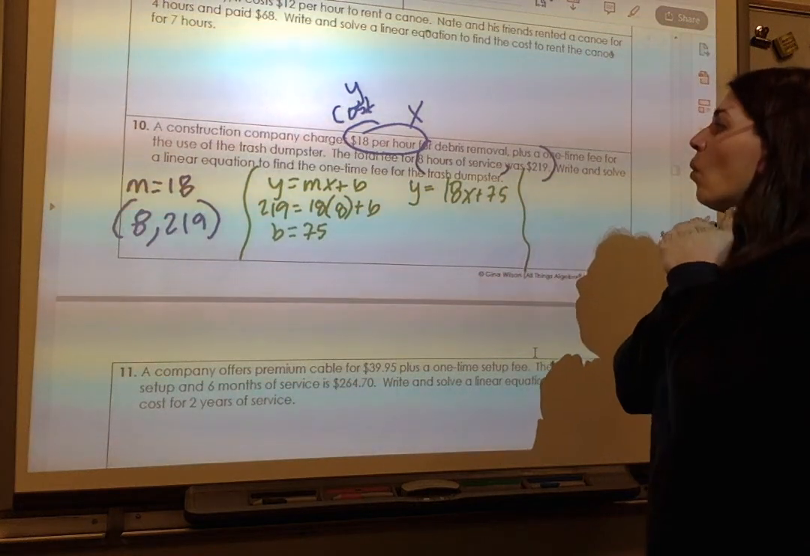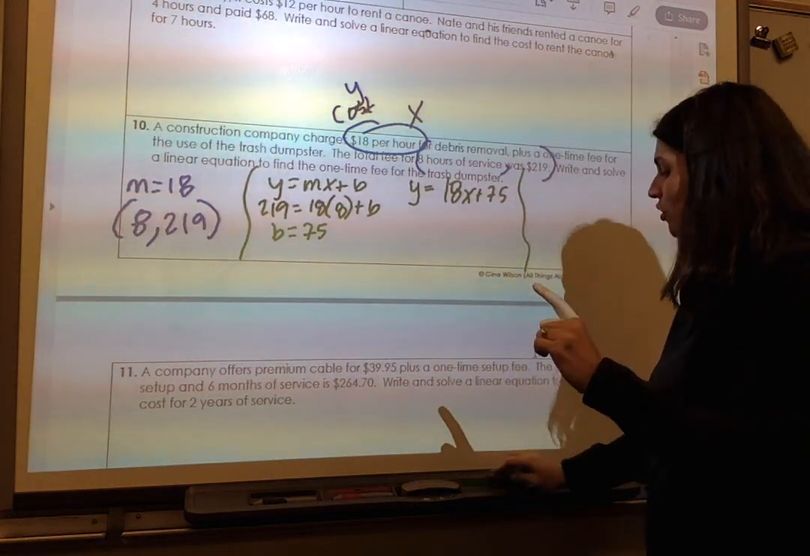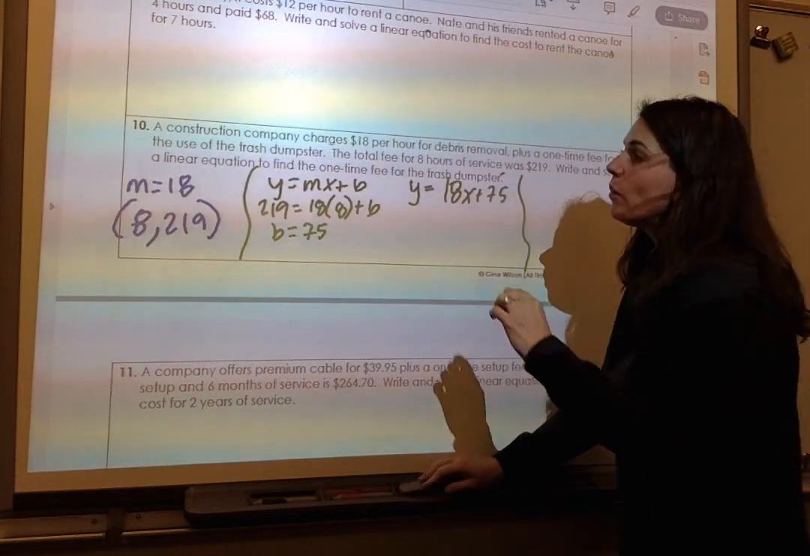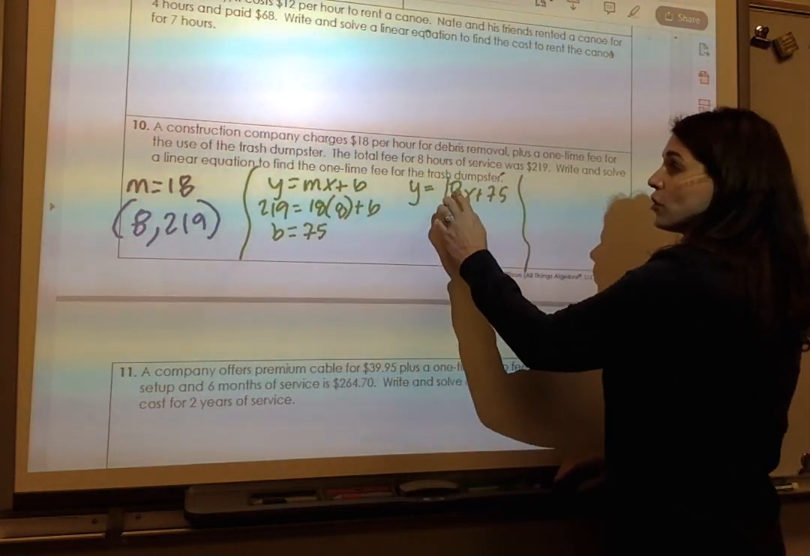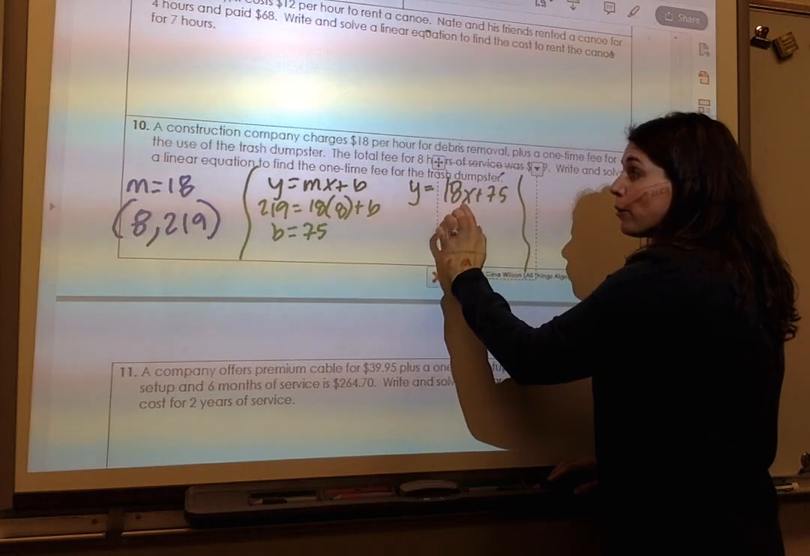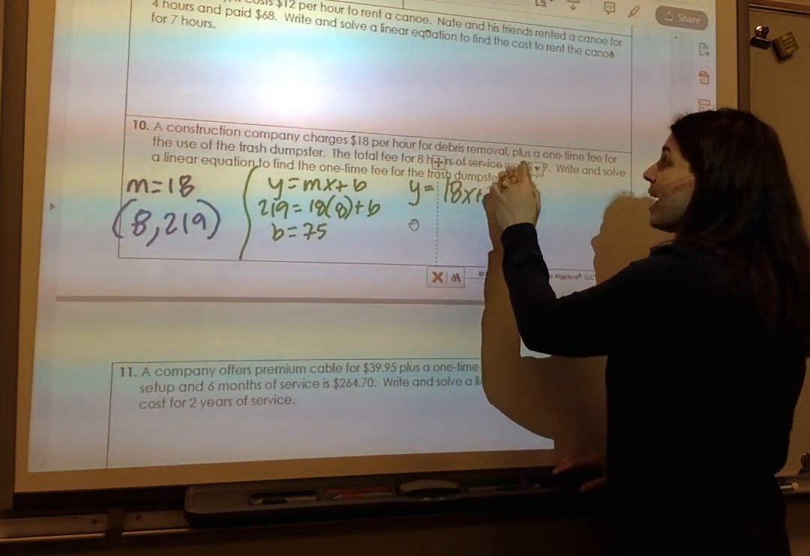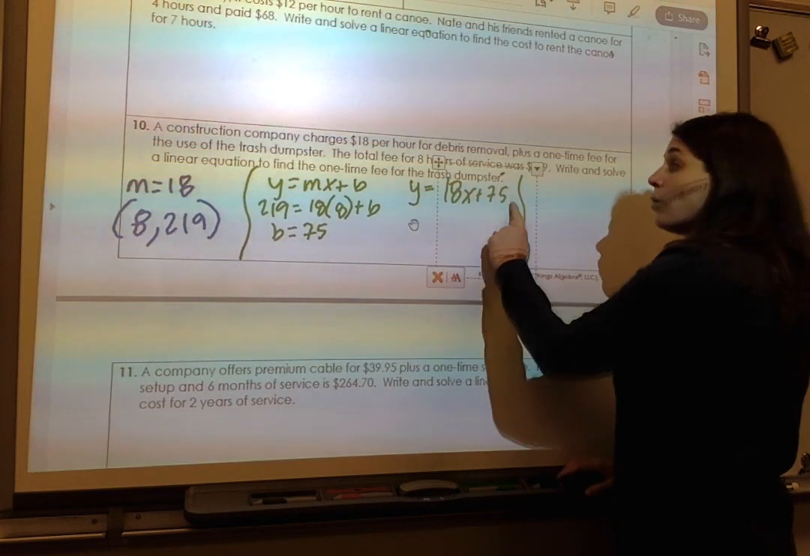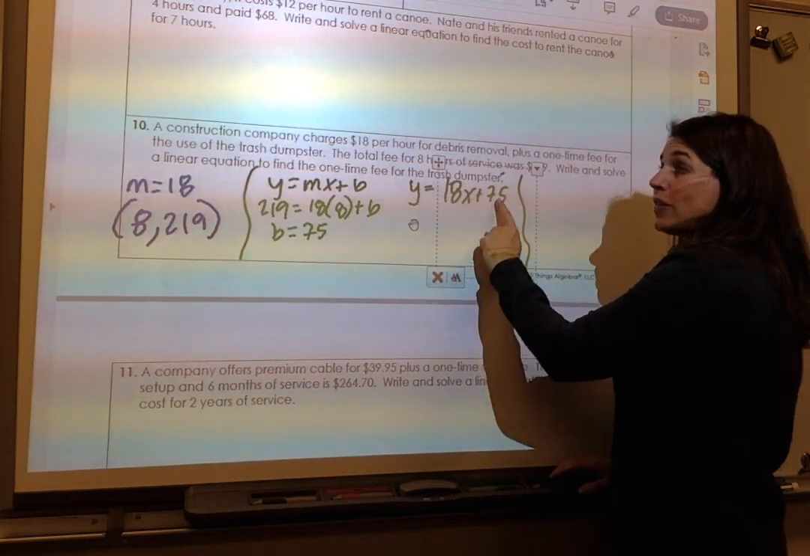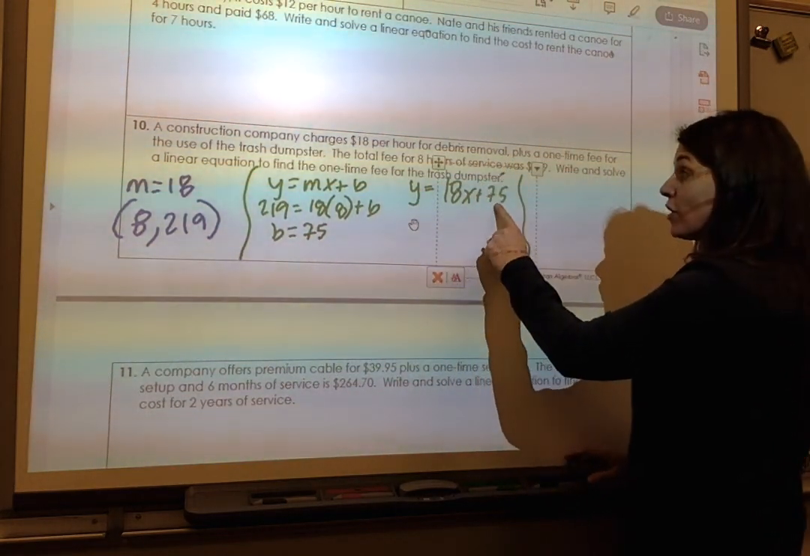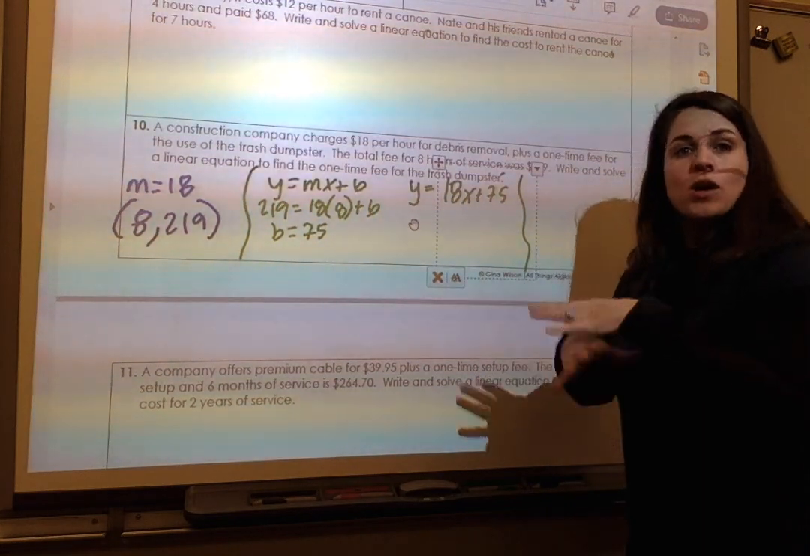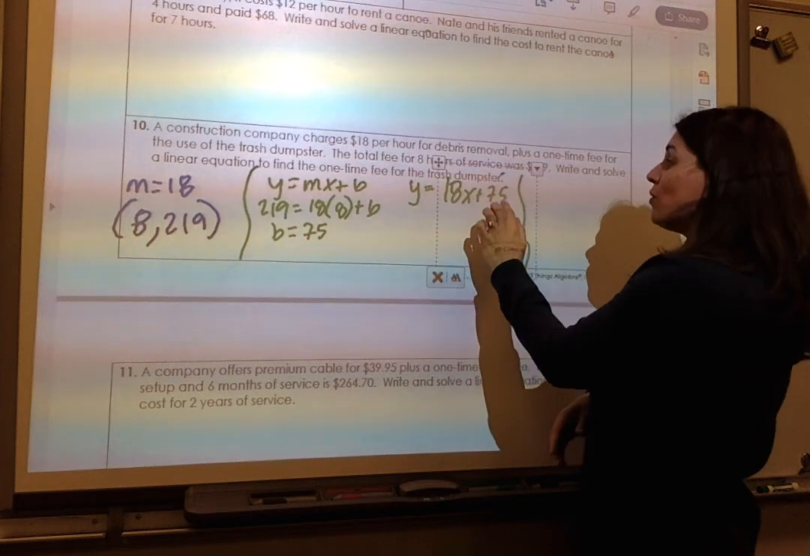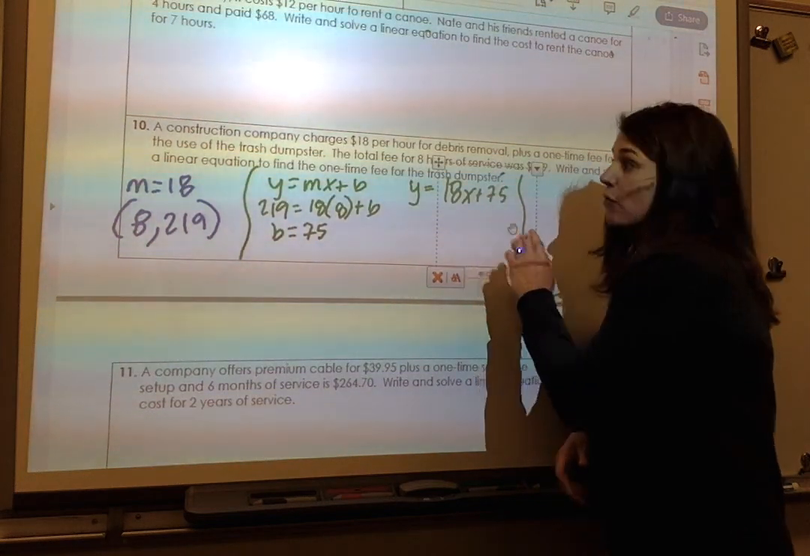It says, what is the one-time fee for the trash dumpster? Don't lose sight of common sense. Look at what it says. The construction company charges $18 per hour for debris removal plus a one-time fee for the use of the trash dumpster. So what does this 75 stand for? That's the one-time fee for the trash dumpster. That's my beginning point. No matter what company you use, $18 an hour, but to use their service, it's $75.